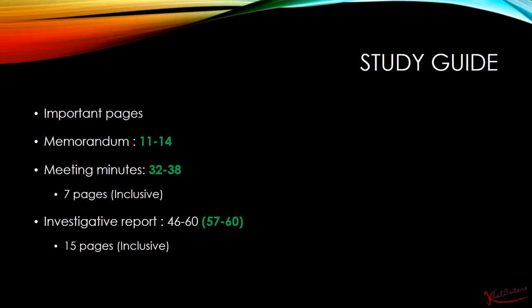So the number of pages that you'll need to read when you're looking at the investigative report, if you're reading the whole thing, is about 15 pages. If you're reading the whole thing about minutes, you'll have to read about 7 pages. Okay, so let us look at paraphrasing tools, and then we'll discuss why we need paraphrasing tools.